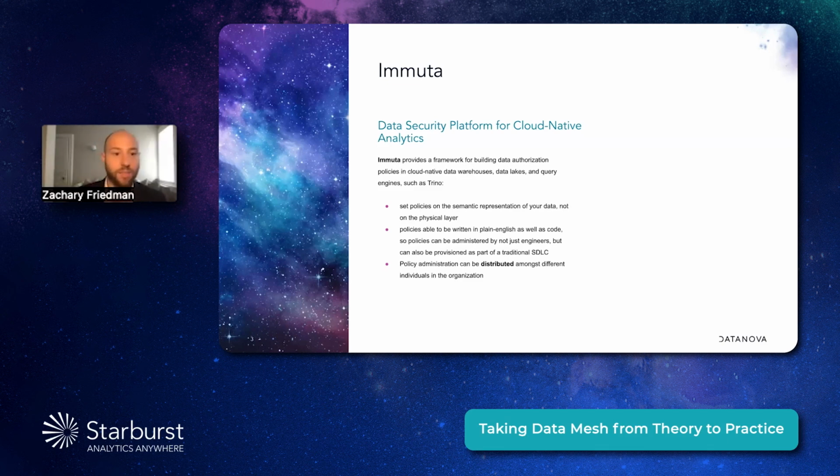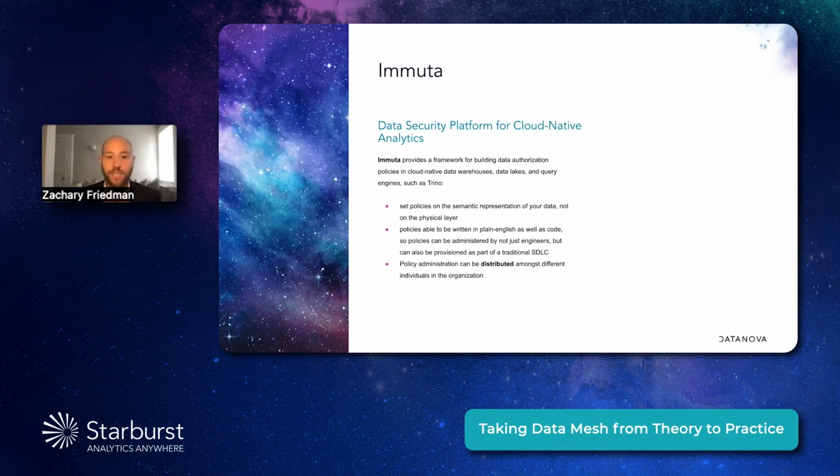Users can set policies on the semantic representation of your data, not on the physical layer, like on a specific column in a specific table, which results in, on average, having to write 75 times fewer data access control policies to accomplish the same internal or external regulatory requirement. Policies can be written both in plain English as well as code, so policies can be administered not only by software engineers who can write advanced SQL, but they can also be provisioned as part of a traditional software development lifecycle with code review and policy promotion controls.